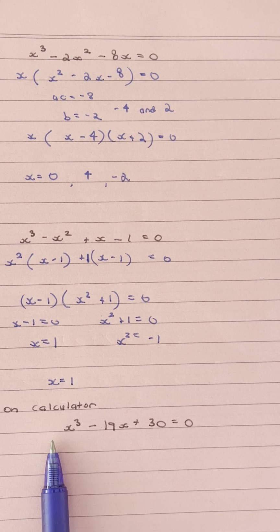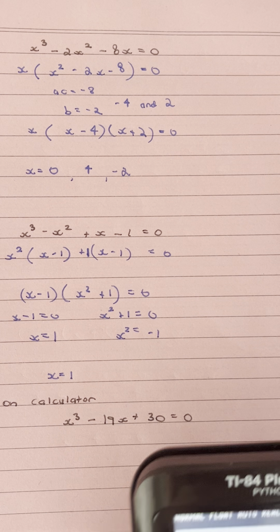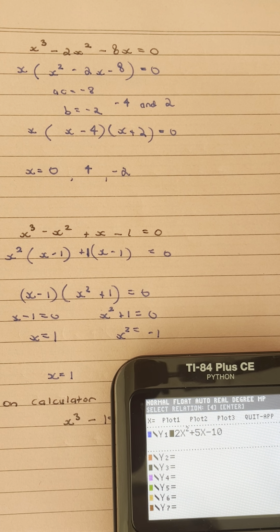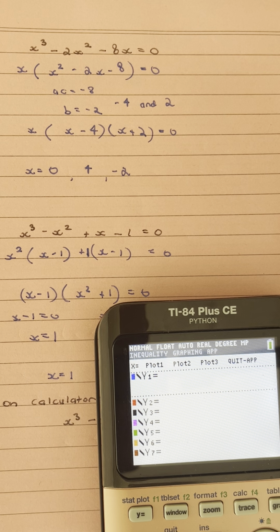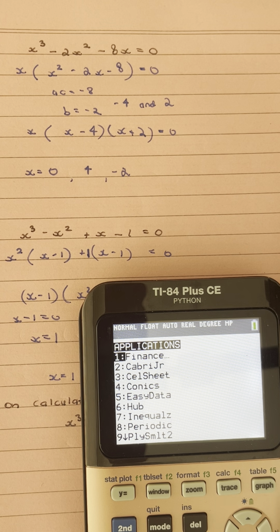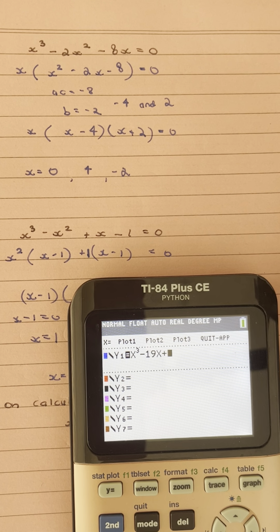Then the next one, we're told to use our calculator. So a couple of ways that we can do that is we have our y equals, and we can put that equation in there and look where it cuts the x-axis because that's what we're solving for, those x-intercepts. So we have x to the power of 3, then we've got minus 19x, oops, hit the wrong button there, and then plus 30.